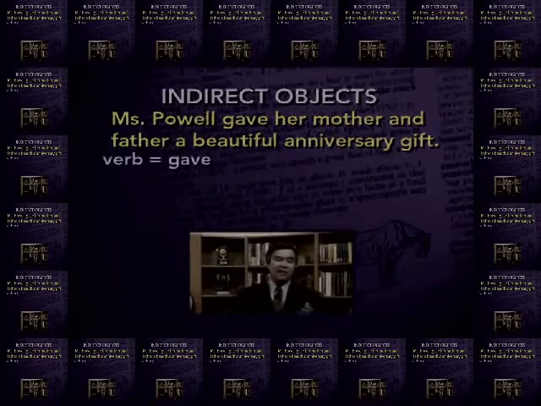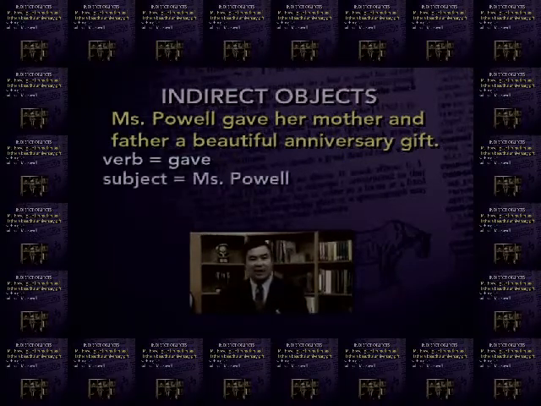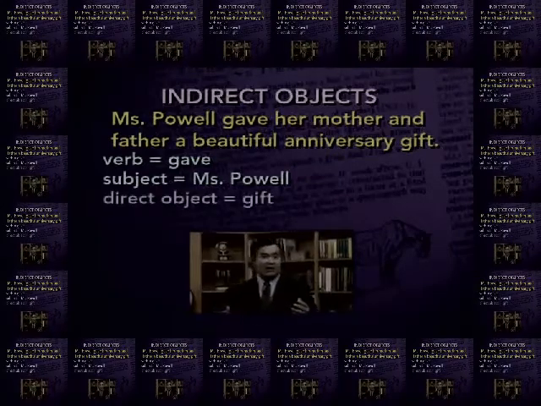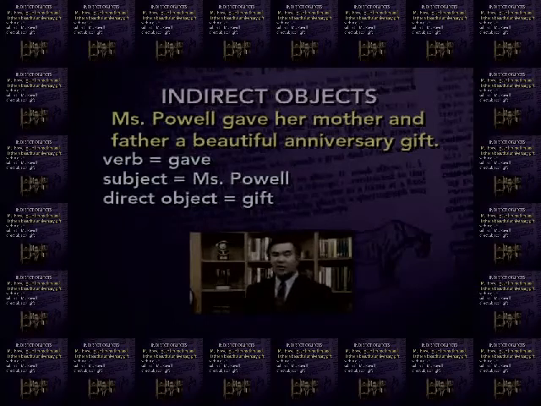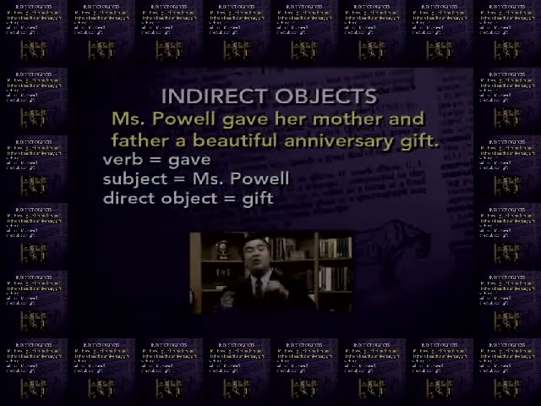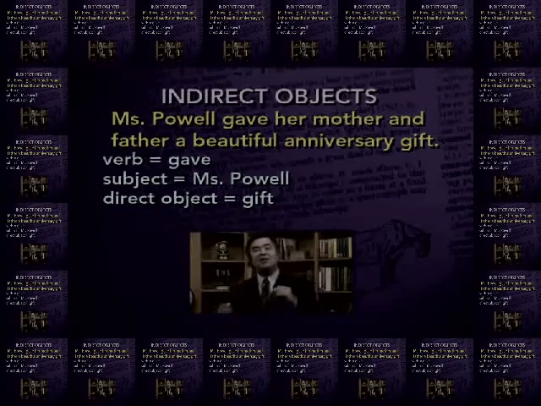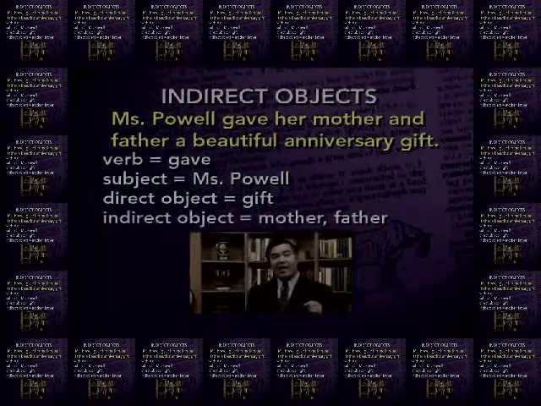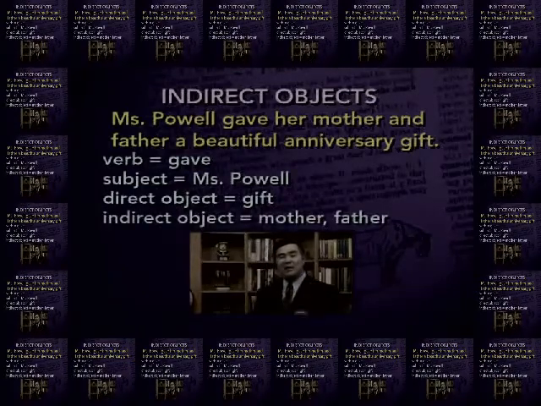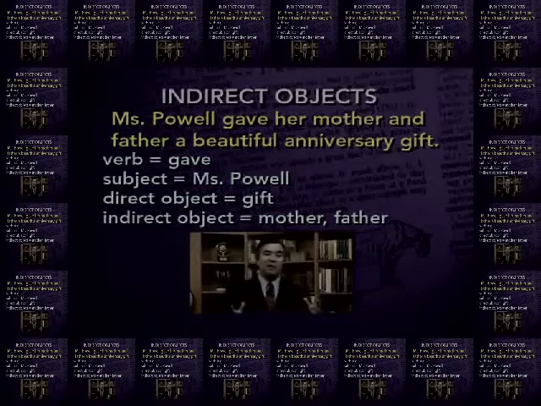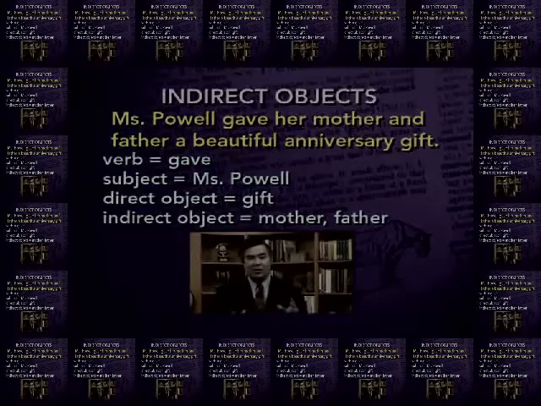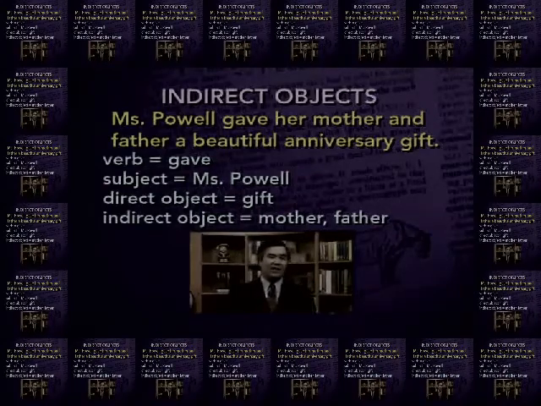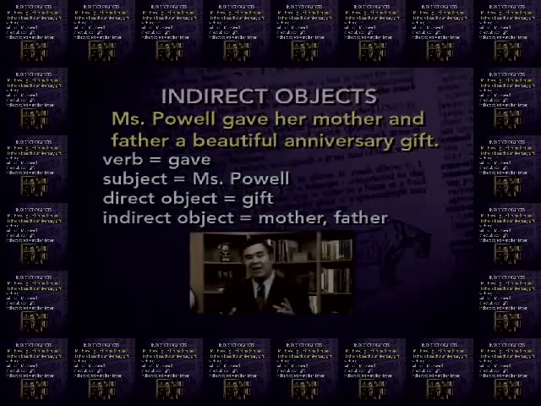What's the verb here? Gave. The subject, Ms. Powell. And what did Ms. Powell give? That is, what's the direct object? The answer, gift. She gave a gift, specifically a beautiful anniversary gift. Now, to whom did she give the gift? That is, what's the indirect object of the verb gave? The answer is mother and father. There are two indirect objects in this sentence because there are two people to whom the gift was given. Those two words, mother and father, joined by the coordinating conjunction and, go together to make up a compound indirect object in this sentence.